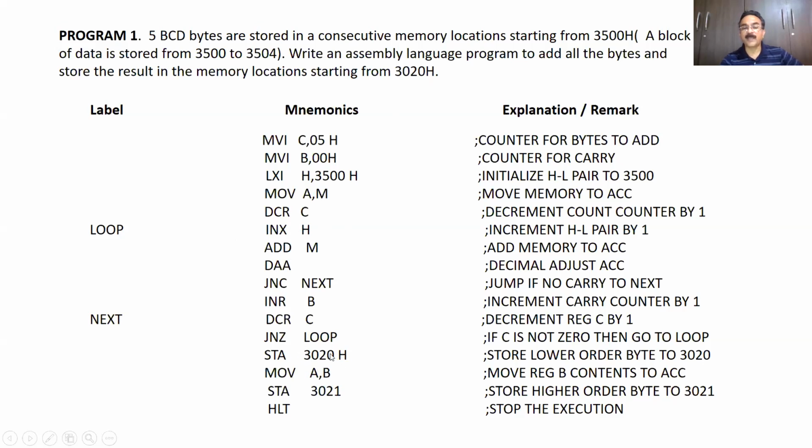And where is your higher order byte? That is nothing but register B. So move the contents of B to accumulator and again store that in the next memory location 3021.